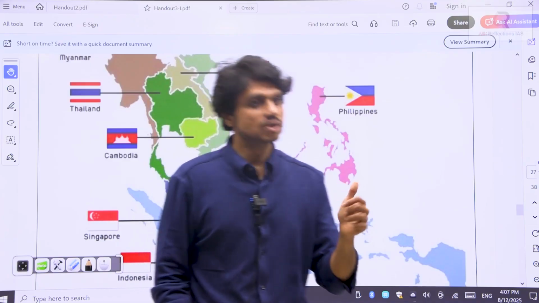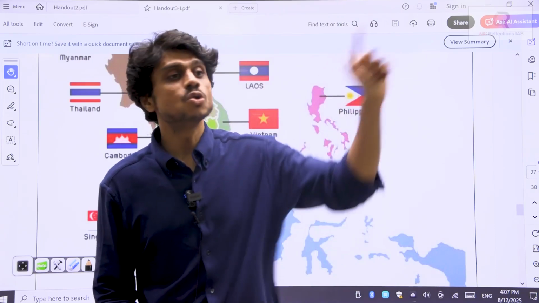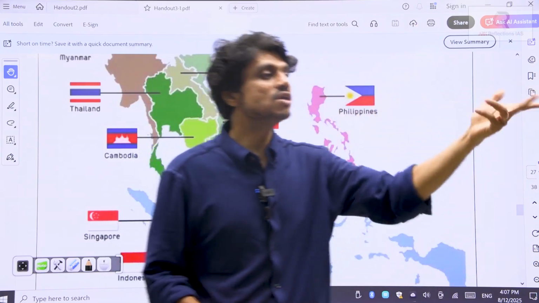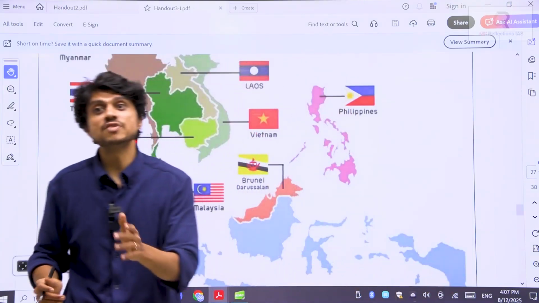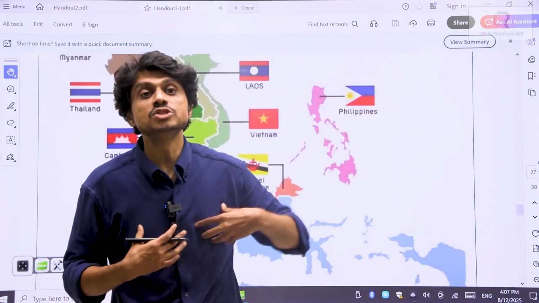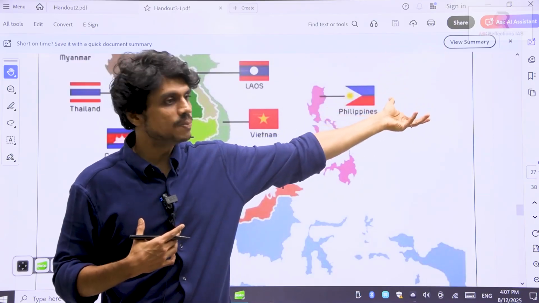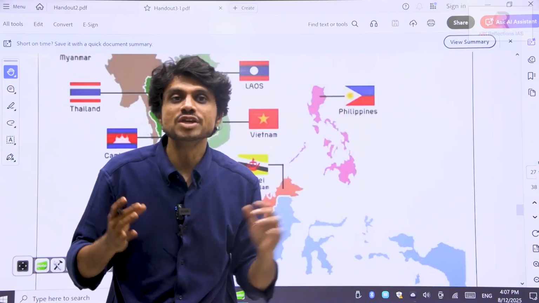So for trade connectivity purposes, we want these ASEAN countries. To control China, we want ASEAN countries. To improve our trade, we want ASEAN countries. To strengthen our Indo-Pacific sea lanes of communication, we want these things. And to sell our defense products, now we are selling the BrahMos to the Philippines. We again need control, or we need partnership. So we have the significance.